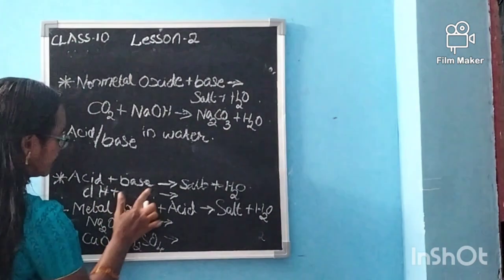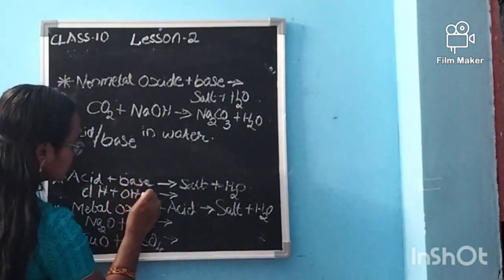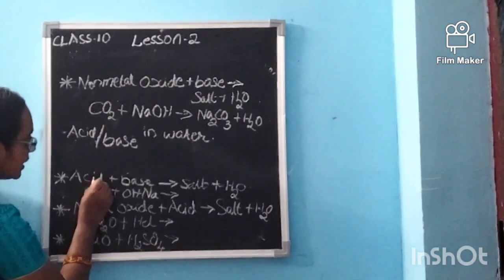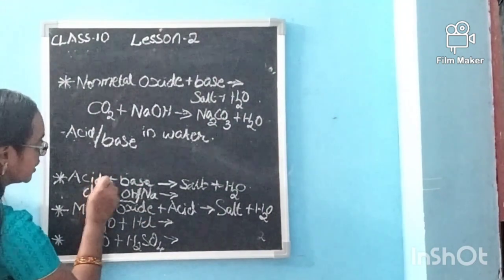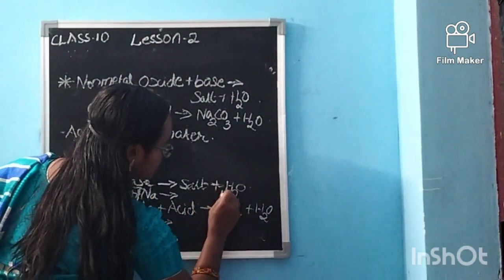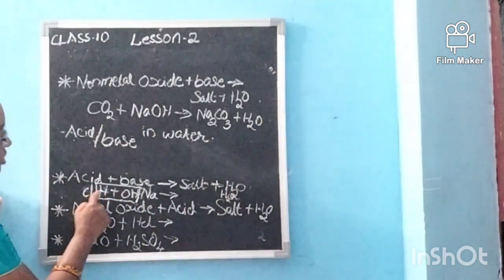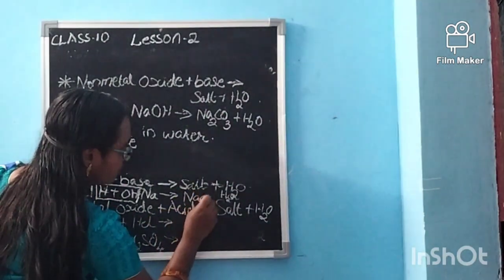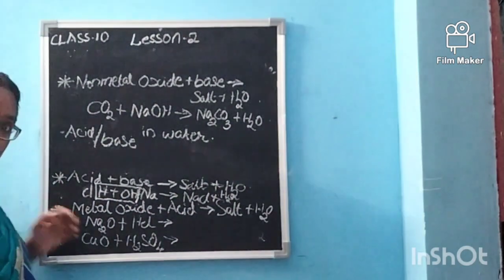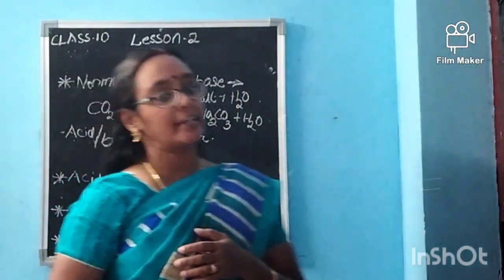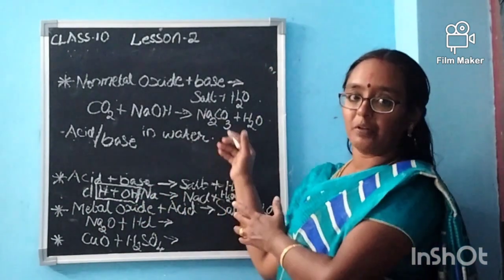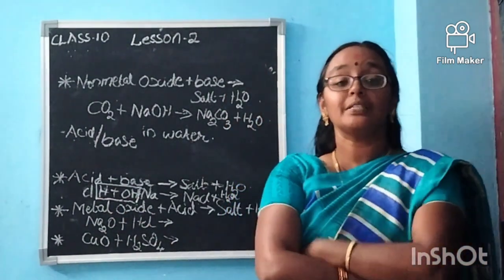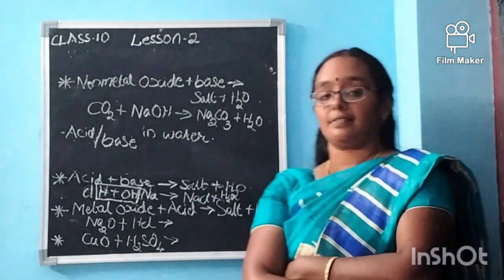NaOH I am writing as OH Na. Can I write like this? Just for understanding I am writing. Here H and OH got joined and become H2O. H and OH joined to form H2O. So what is left? Sodium and chlorine. So it is NaCl. It's the easy way for understanding. Okay dears? Acid plus base gives salt as well as water. That means HOH has been taken away and the rest became the salt. It's easy, isn't it?